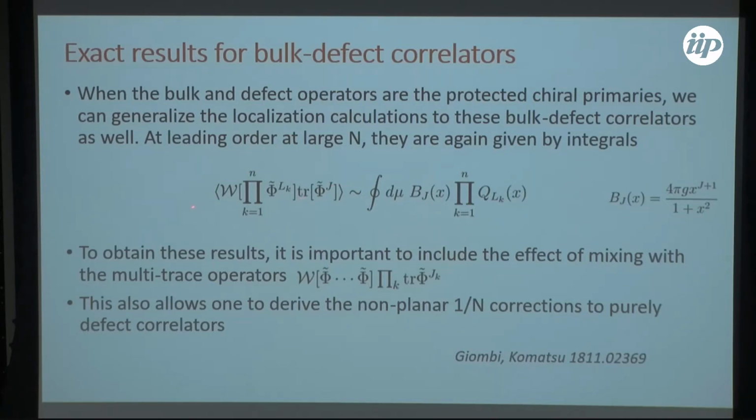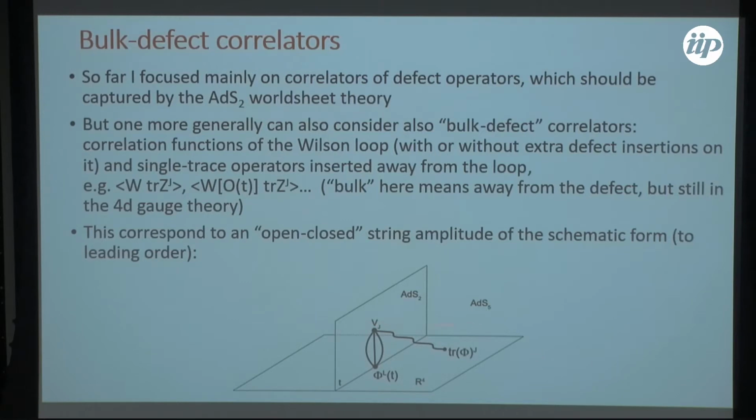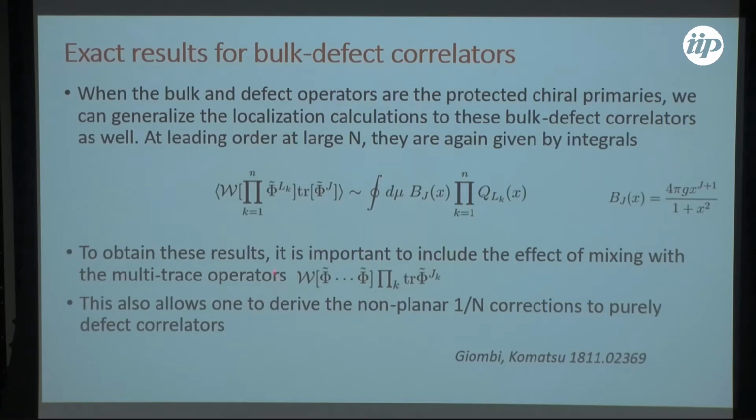So here is, for example, the correlation function of one single trace operator of this particular kind, which is captured by localization, and insertions on the Wilson line. It's given again by a contour integral of a product of Q functions times some function Bj, which is a simple function here, which essentially, at least intuitively, plays the same role as this insertion of vertex operator on the open string worksheet. Okay? And to actually obtain these results, it's important to take into account the effect of mixing with these general multitrace operators that I was mentioning before.